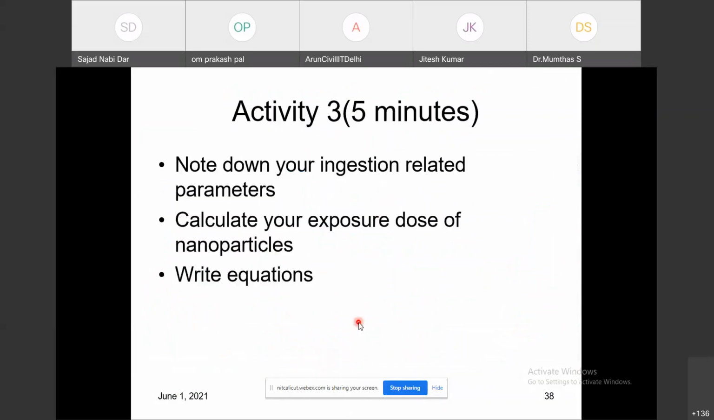Okay, so I think this activity we will skip. Write down your ingestion related parameters, calculate your exposure dose, and write equations. Later on, when you are free, you can write.